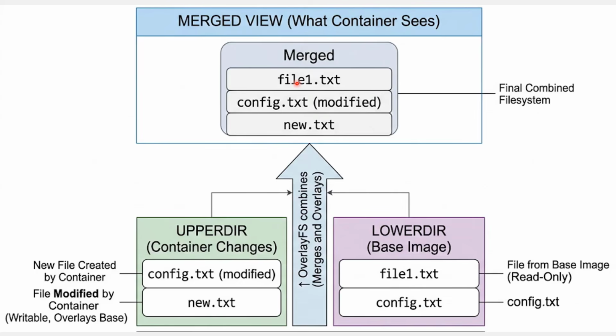So when a process asks, give me config.txt, OverlayFS checks the upper directory. If the file is not found over there, it will check the lower directory. So the merged view is a decision, not a copy. Now that you understand the architecture, let's build this ourselves.